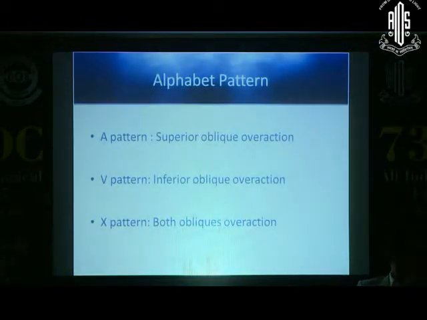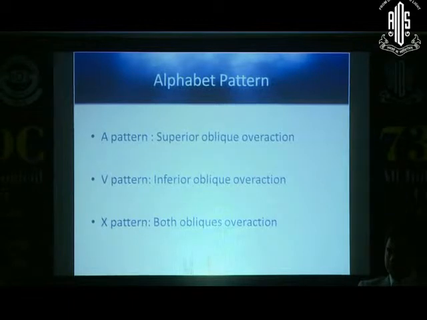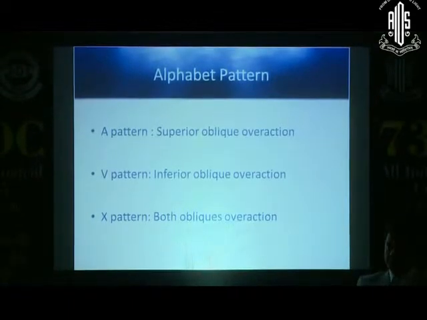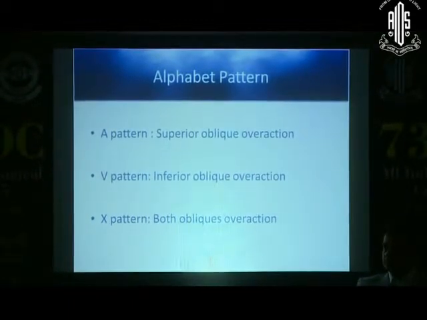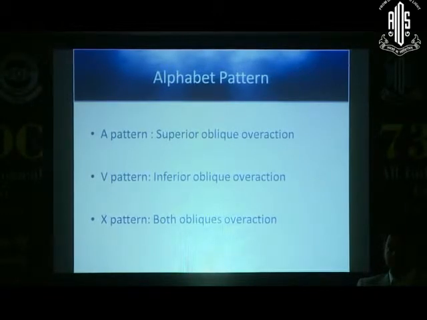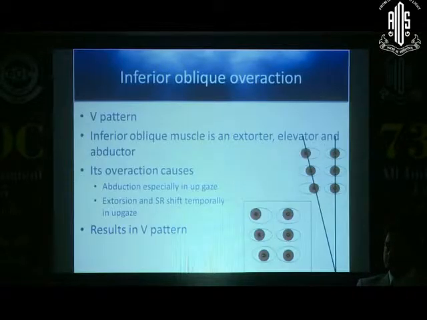So this is something we will be speaking on in our talk of 10 minutes, mainly about A and V patterns, which coexist with the horizontal deviation. Technically, this is not a comitant squint, but the comitant part is that fixing right eye and left eye, the amount of horizontal deviation is almost the same.